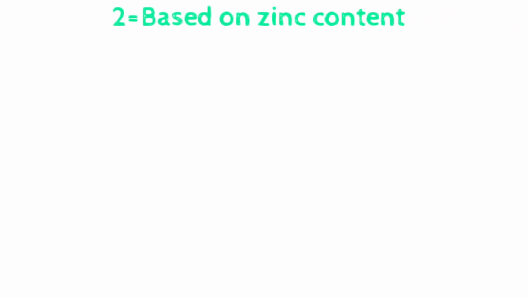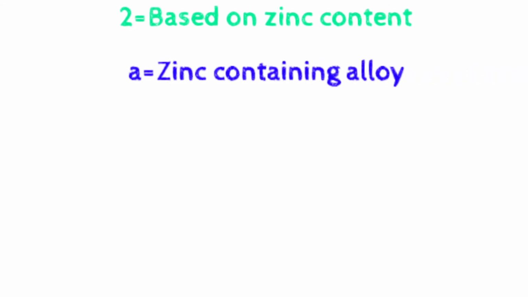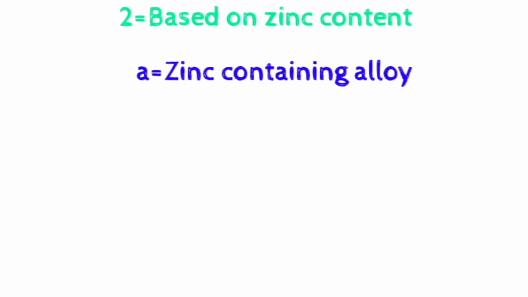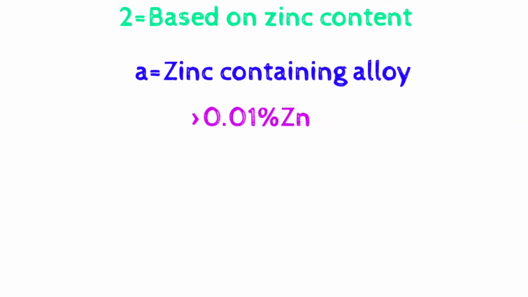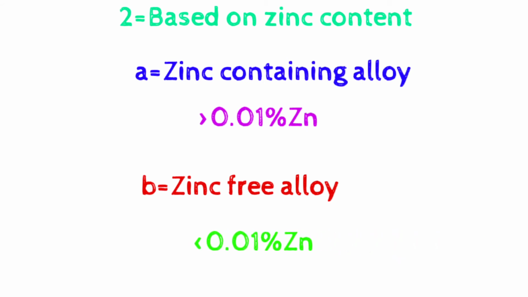Second, based on zinc content. Based on zinc content, we classify amalgam alloy again into 2, zinc containing alloy and zinc free alloy. Now, what is zinc containing alloy? If the zinc percentage is greater than 0.1%, this will be called zinc containing alloy. And second is zinc free alloy, when zinc percentage is less than 0.01%, this is called zinc free alloy.